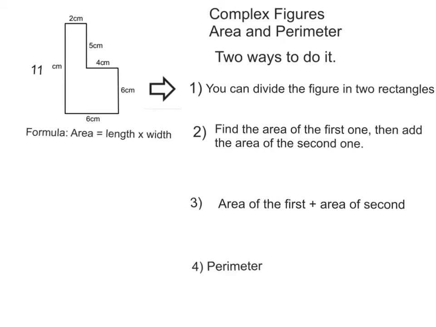Complex figures, area, and perimeter. There are two ways to do this problem. First of all, you can divide the figure into rectangles. So we can say this is our first and this is our second one.